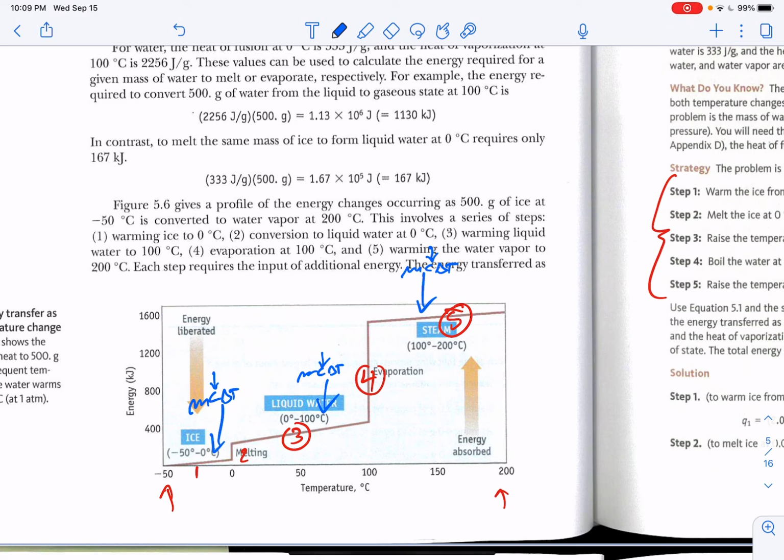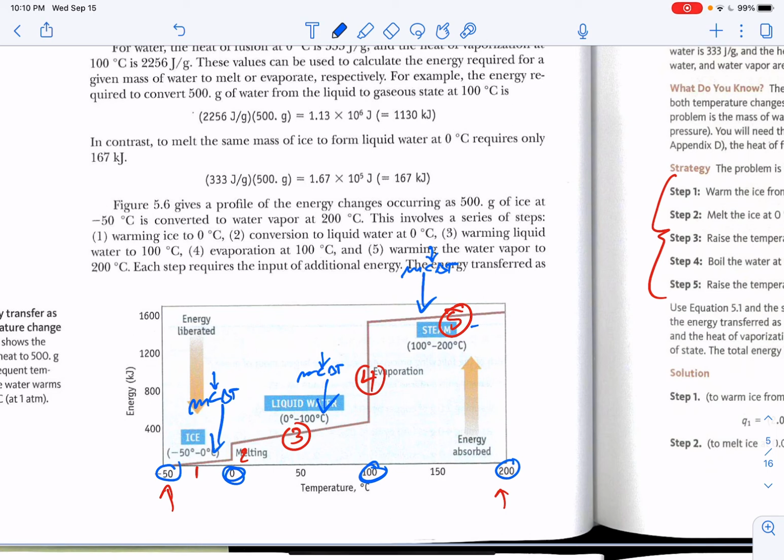Your change in temperature, of course, is how long does it take to go from -50 to 0. And then over here in number 3, you're going from 0 to 100. And then up here in number 5, you're going from 100, in this case, to 200 degrees. That's your delta T.